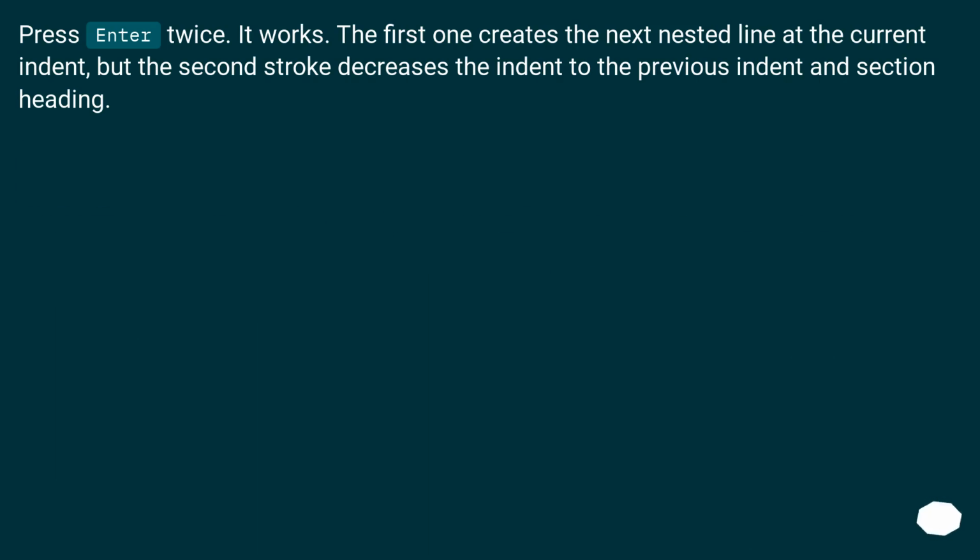Press Enter twice. It works. The first one creates the next nested line at the current indent, but the second stroke decreases the indent to the previous indent and section heading.